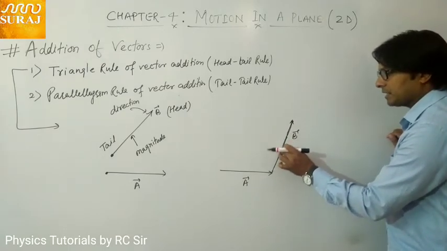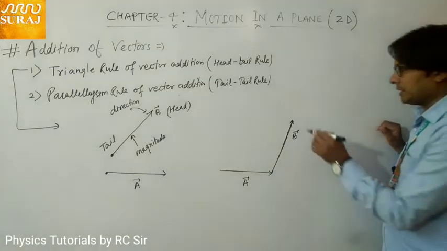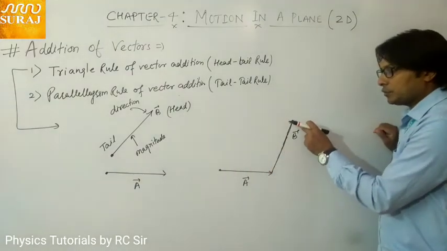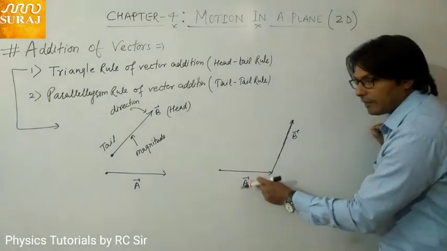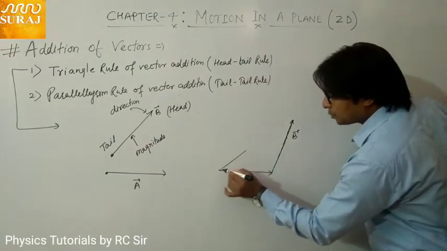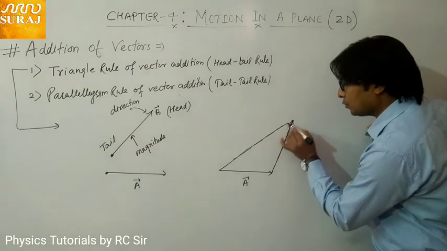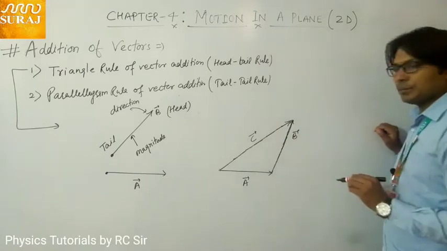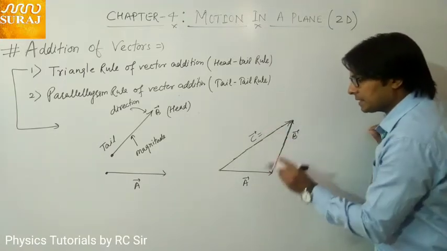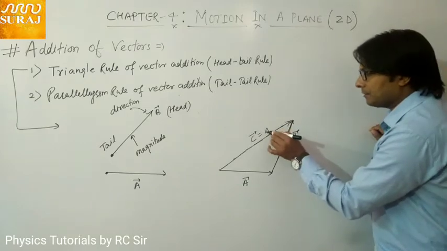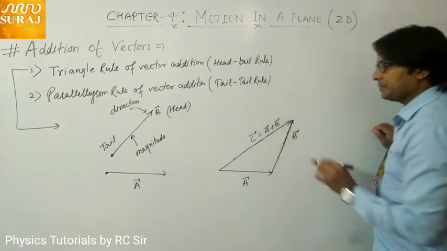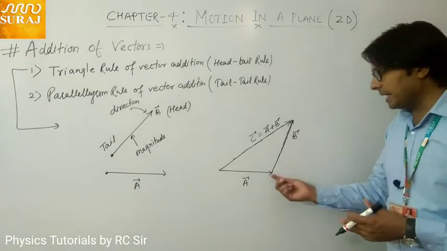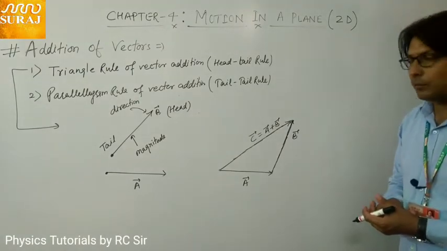If I construct the triangle using these two sides, then definitely if I join this point to this point, or you can say the head of this B vector to the tail of this A vector, to construct a triangle, this will be the third side of the triangle. Suppose this is C vector. This C vector represents the sum of A vector and B vector. This is why this method is known as the triangle rule of vector addition or head tail method of vector addition.